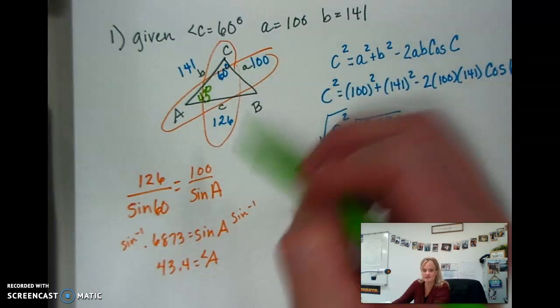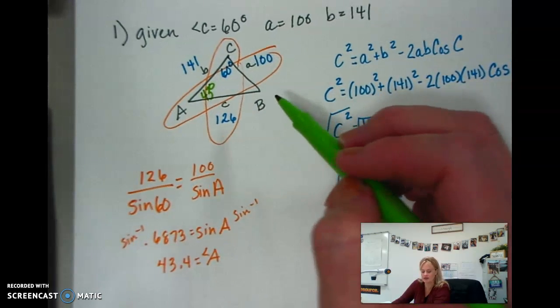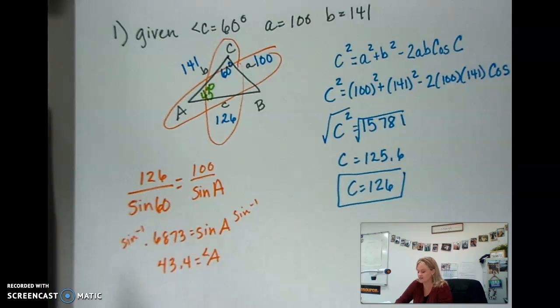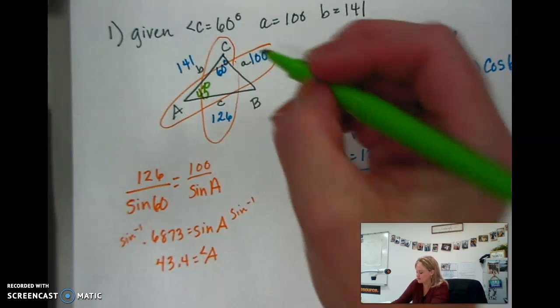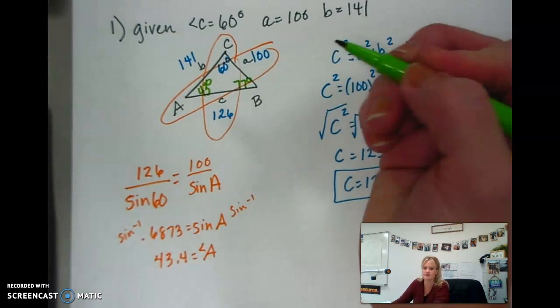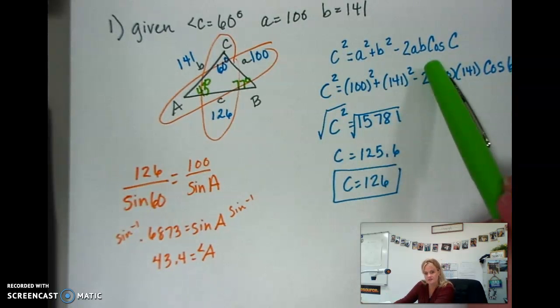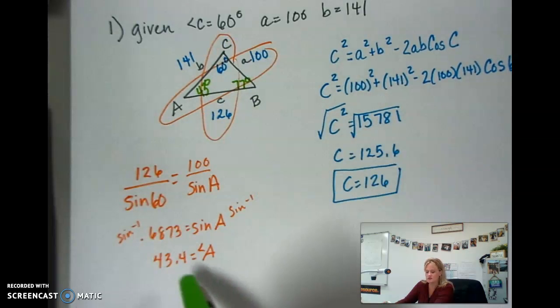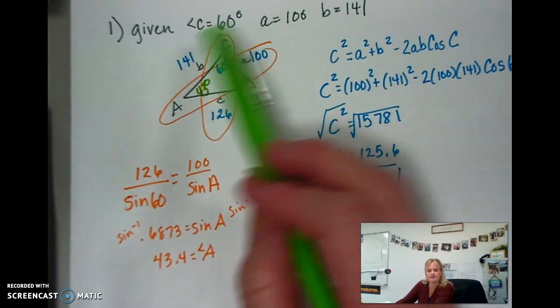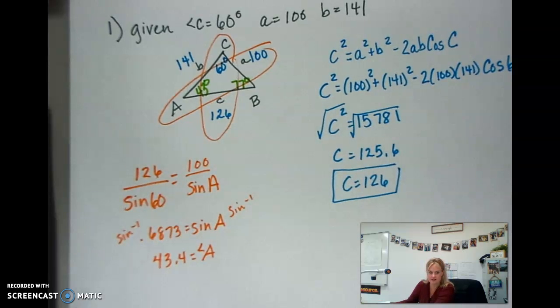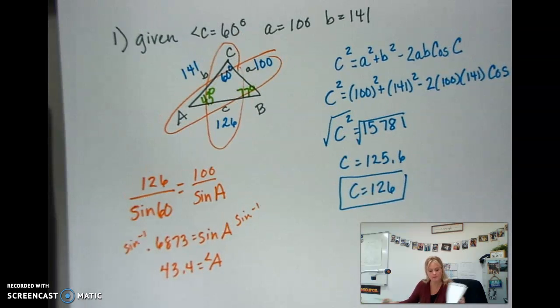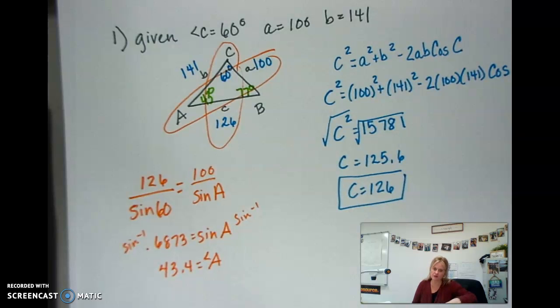I know all three sides. Now I just need to find angle B, and that's easy. 180, take away 60, take away 43, and we have 77 degrees left. So it's like you start from the law of cosines. Once you have a match, you use the law of sines, and then you fill in the rest of the triangle that you need. Okay? The law of cosines is just figuring out which one is easier or harder to use.